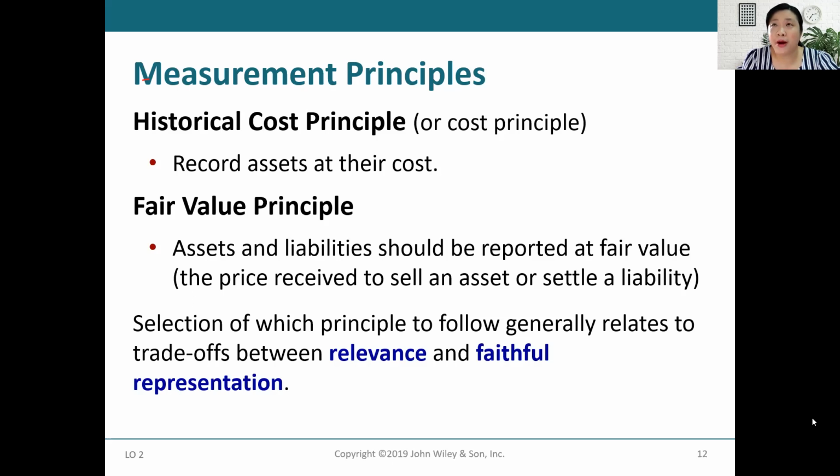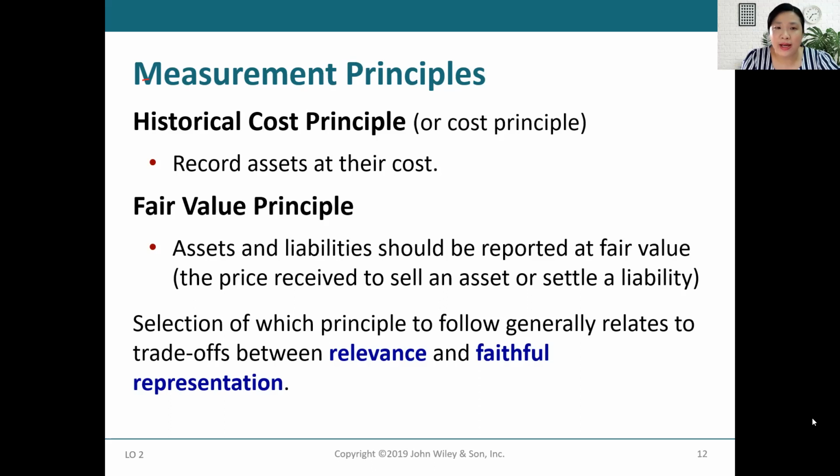Fair value means the price at which it is selling in the market. For example, the price of the stock is 100 today, but tomorrow it increased to 150. So you can record it as 150 at fair value. The price received to sell an asset or settle a liability. The selection of which principle to follow generally relates to a trade-off between relevance and faithful representation.